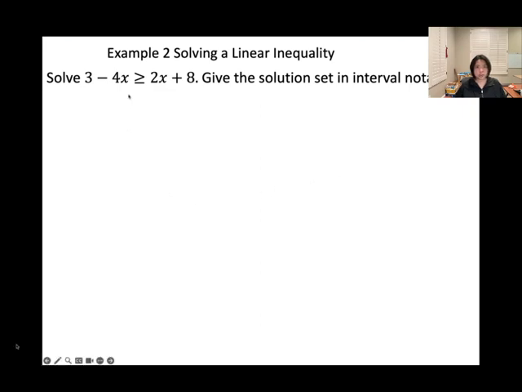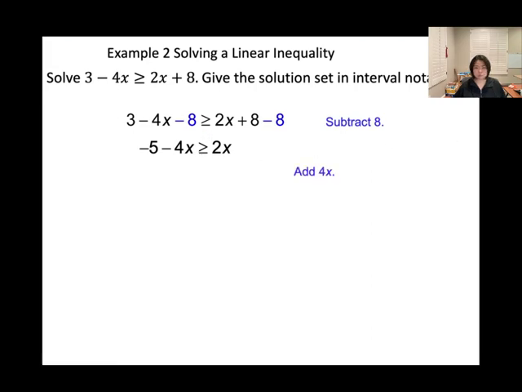First, we're gonna combine the constant terms. So we're gonna subtract 8 from both sides. So you should get negative 5 minus 4x greater than or equal to 2x. Now you want to add 4x to both sides. So you should get negative 5 greater than or equal to 6x.